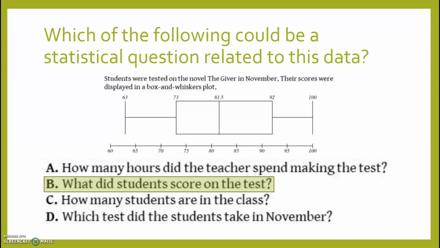C, how many students are in the class? Well, there's only one possible answer to that. There's a roster of students who are in that class. There's only one possible number of students that are in that class. D, which test did the students take in November? Well, that's not statistical either because there is only one test based on the information we're given that the students took in November. So The Giver is the test that they took in November.